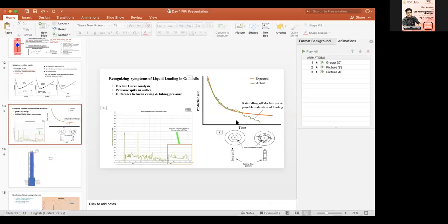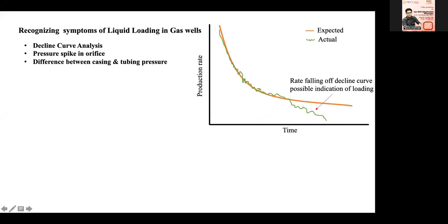Now, how are we going to recognize some of the symptoms of liquid loading in a gas well? The first thing is from your decline curve analysis. In decline curve analysis, you are basically forecasting your production with time. This is your forecast production rate, but the actual production will be following this. There is a sharp drop in the production rate. So from this, you may be able to recognize that, okay, our well is liquid loaded.